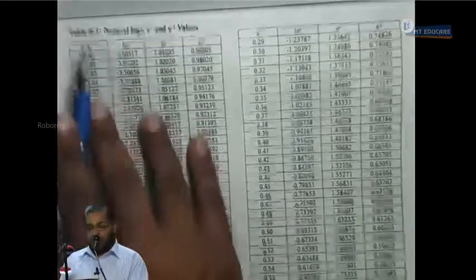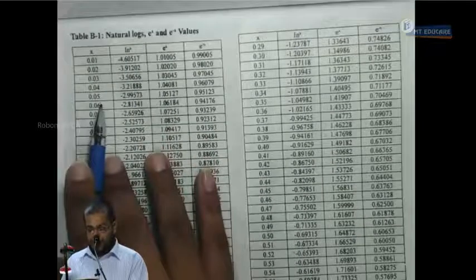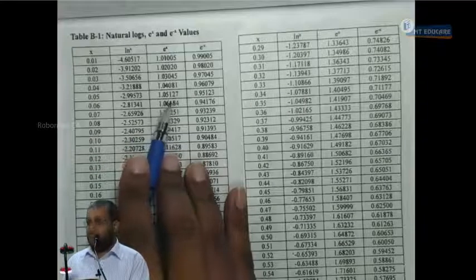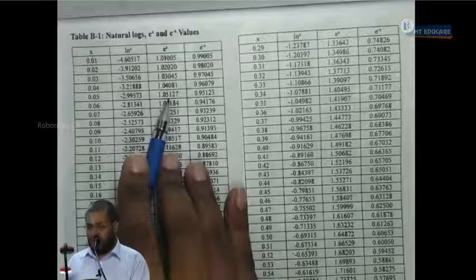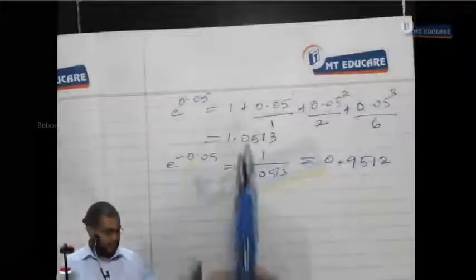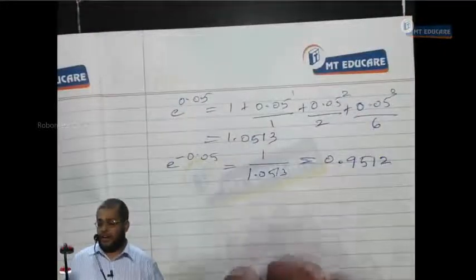Now, x is 1.05. What is e power 0.05? 1.05127, we round off to what? 1.0513. And what is the other number? 0.95123, we round as what? 0.9512. Can we proceed or not?